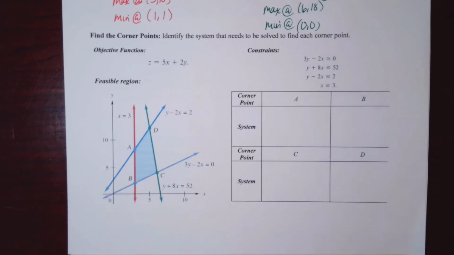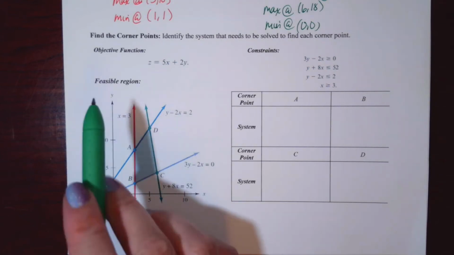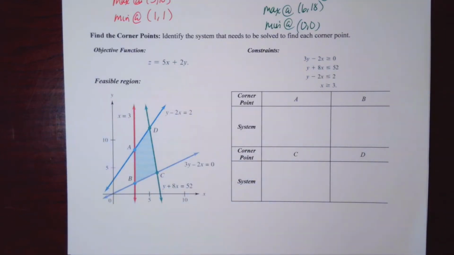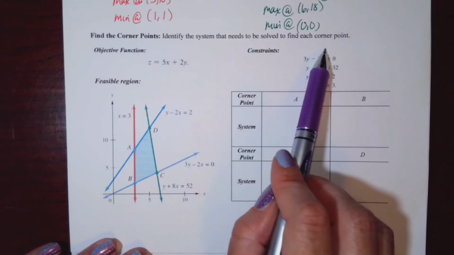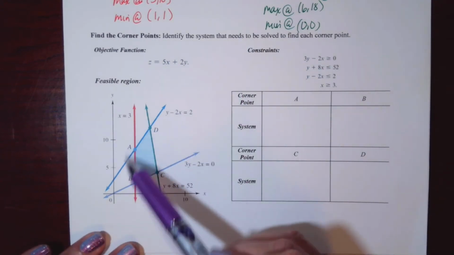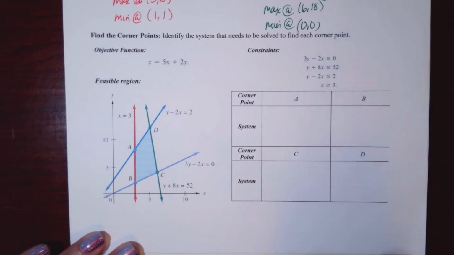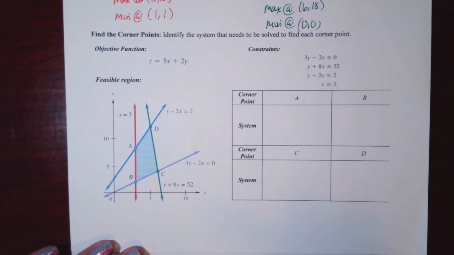For this next one, we're going to be finding the corner points. So there we found the function value. We optimized the objective function. Now we're going to be finding the corner points. Identify the system that needs to be solved to find each corner point. Now, we have 4 different constraints. 1, 2, 3, 4 different constraints. We don't ever have to find a solution to a 4-equation system. We have to identify which 2 equations are used for that point.